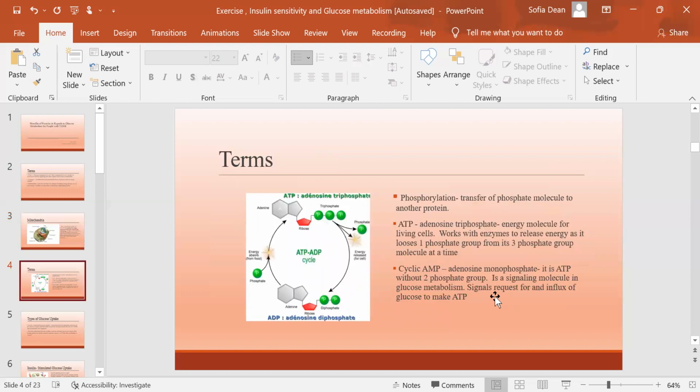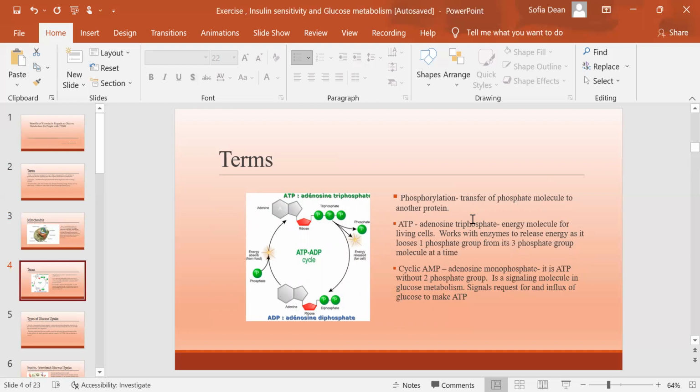As we continue on terms, the term phosphorylation basically means transfer of a phosphate molecule from one protein to another. ATP is the energy molecule for living cells, and it works with enzymes to release energy as it loses one phosphate group from its three phosphate group molecule, one at a time.